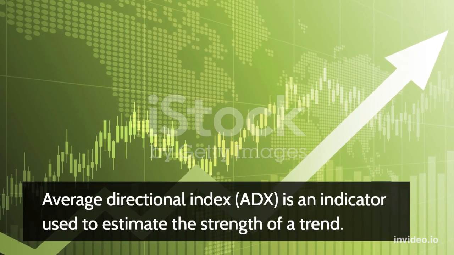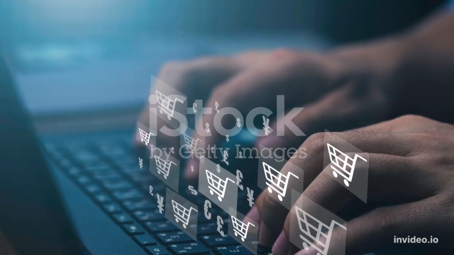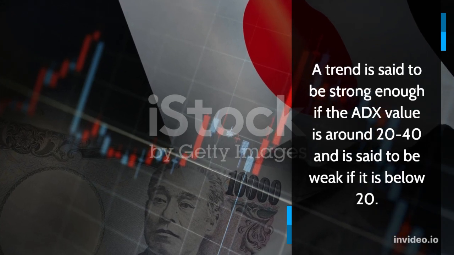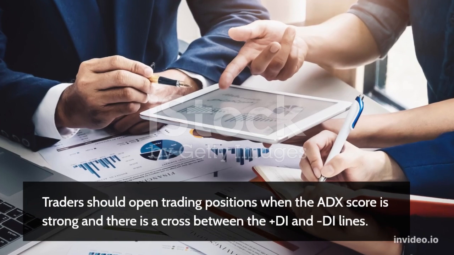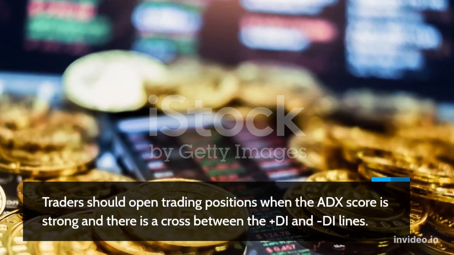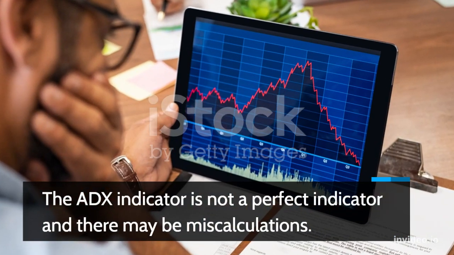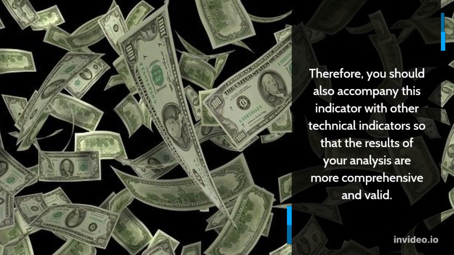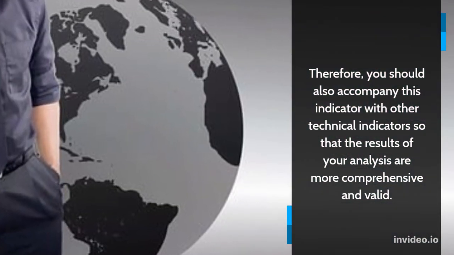Average Directional Index, ADX, is an indicator used to estimate the strength of a trend. A trend is said to be strong enough if the ADX value is around 20 to 40 and is said to be weak if it is below 20. Traders should open trading positions when the ADX score is strong and there is a cross between the plus DI and minus DI lines. The ADX indicator is not a perfect indicator and there may be miscalculations. Therefore, you should also accompany this indicator with other technical indicators so that the results of your analysis are more comprehensive and valid.